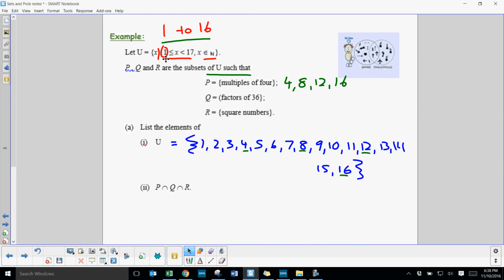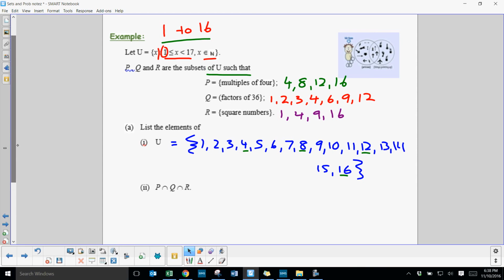Next one is factors of 36 that are part of this universal set up to 16. So that will be 1, 2, 3, 4, 6, 9, 12 are all the factors of 36, numbers that divide evenly into the number 36. And R is square numbers that are part of this universal set from 1 to 16. So don't forget 1 is a square number. Sometimes people forget that because 1 squared is 1. And 4, 9, 16 are the other square numbers. So having that written up there could be very useful for doing the rest of the questions.